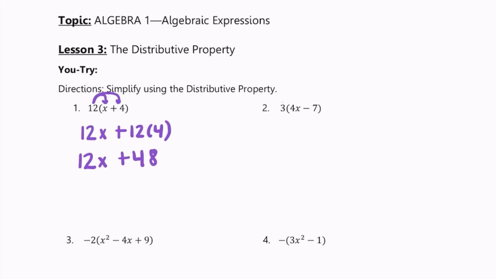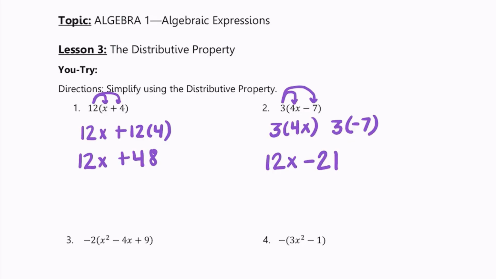Okay, looking at number 2, we're going to distribute that 3 to both things. So we're going to have 3 times 4x. I'm going to write this out for you so you can see it. And then we're going to have 3 times negative 7, okay? So 3 times 4x, that's going to give us 12x, and then 3 times negative 7 gives us negative 21. So we're going to have 12x minus 21. Remember, we always want to check to make sure we don't have any like terms after we distribute that we can combine, and we do not in this case.